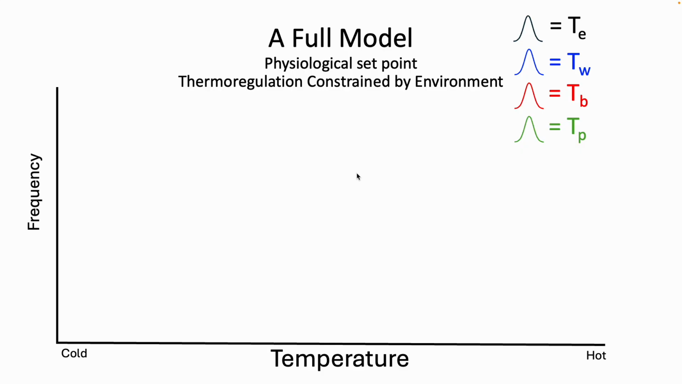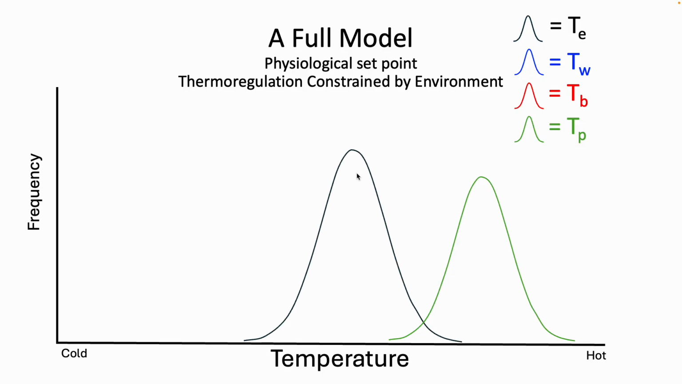Now, if we look at the full model, we have a preferred temperature. So there is a temperature at which you achieve your physiological best performance. But you find yourself in that same somewhat cooler environment. In this case, you've evolved the ability to behaviorally thermoregulate, but your thermoregulation is constrained by the fact that you're in this somewhat cooler environment.